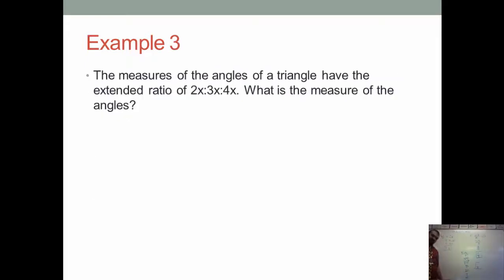Alright, in example 3, we've come across our first case of what we call an extended ratio. Sometimes when we compare 2 numbers, we're actually sometimes comparing 3. The reason why is maybe I'm comparing all the angles of a triangle.